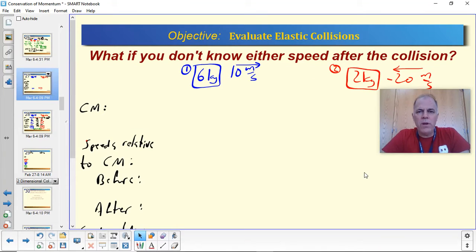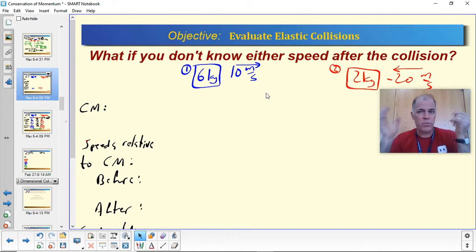Hey guys, now we're going to look at the situation of when you have an elastic collision between two objects, one dimensional, but you don't know the speed of either object after the collision. So in this situation here, we have 6 kilograms moving at 10 meters per second to the right, 2 kilograms moving at 20 meters per second to the left.